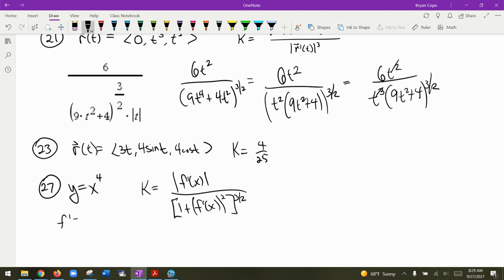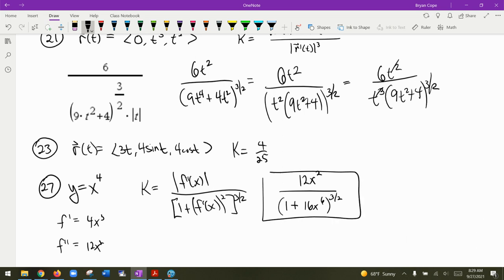Okay, so f prime is 4x to the third, and f double prime is 12x squared. So absolute value of 12x squared, there's no need for absolute value since 12 and x squared are always positive. So 12x squared can be in our numerator. And then our denominator, we have (1 plus 16x to the sixth) raised to the 3 halves. And let me check that that matches the solution manual. And it does, so we're good. That's our curvature for 27.